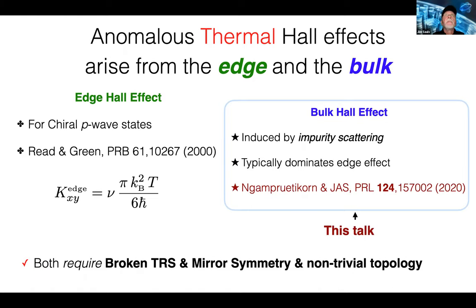as shown here. So what I want to point out is that there's also a bulk Hall effect that's induced by impurity scattering. And as I'll show you, it typically dominates the edge effect by several orders of magnitude. And so this is the work by Wave and myself more recently. The motivation came from helium 3 and the physics that's underlying the anomalous Hall effect of an electron bubble moving through a gas of chiral quasiparticles. And the thing I want to emphasize here is both require broken time reversal mirror symmetry and non-trivial topology.